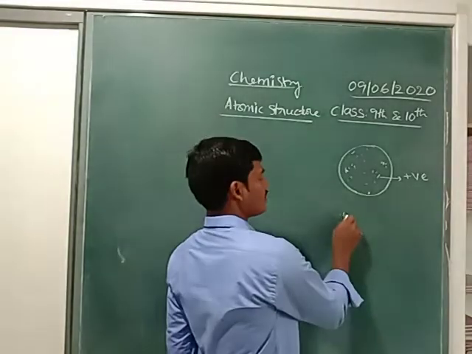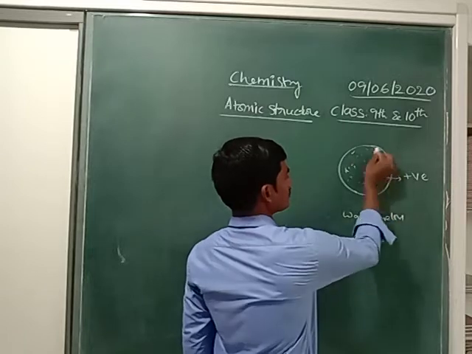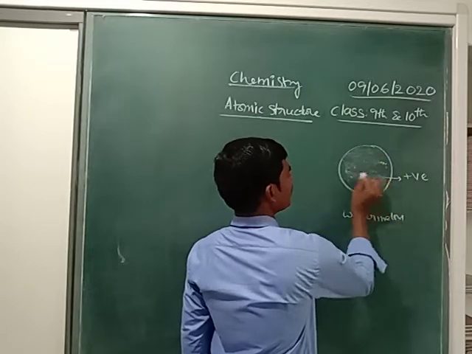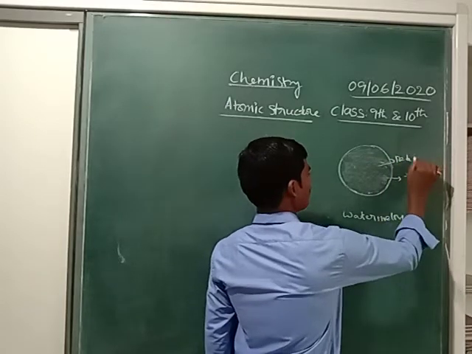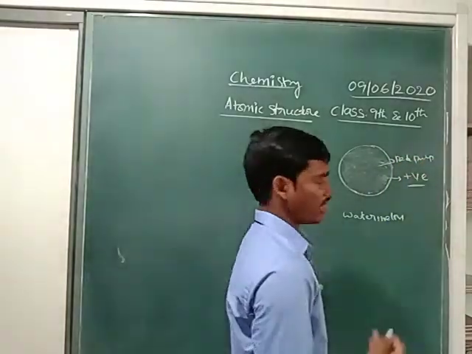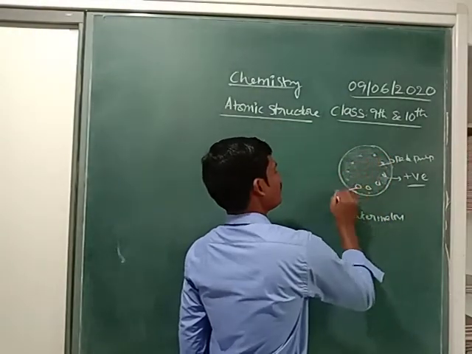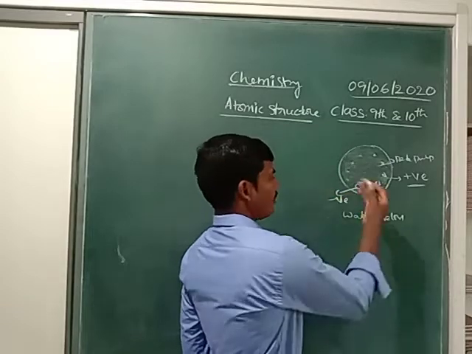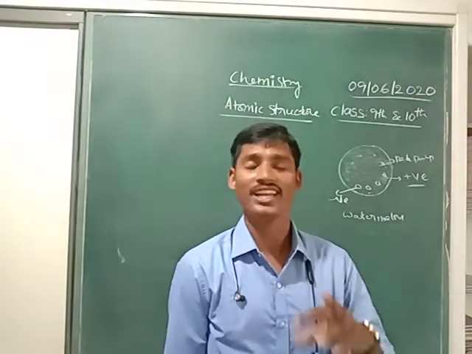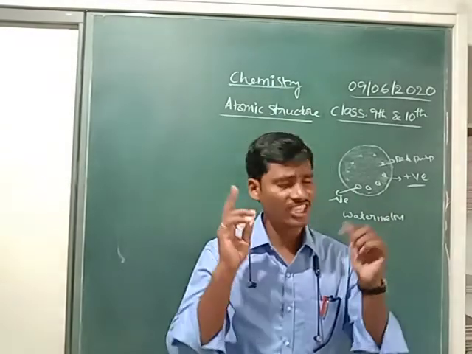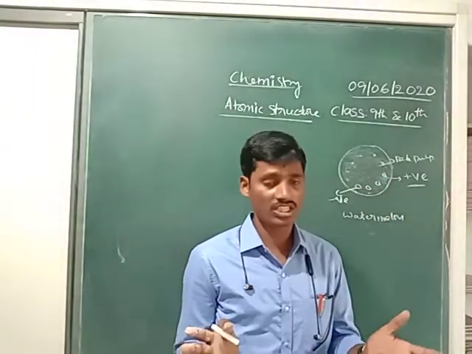See, suppose we consider a watermelon. In a watermelon, the total space is occupied by the red pulp. That red pulp he considered as positive charge, and the small black seeds he considered as negatively charged particles. That means when we observe the watermelon, there is more red pulp and fewer seeds. Children, think about it: more positive charge and less negative charge, it is possible.